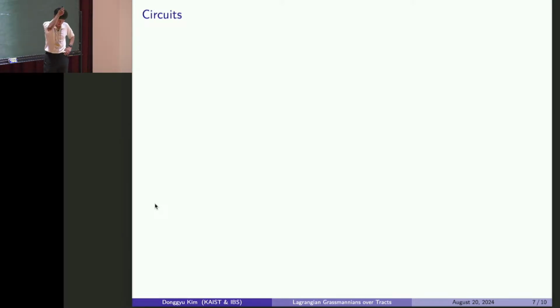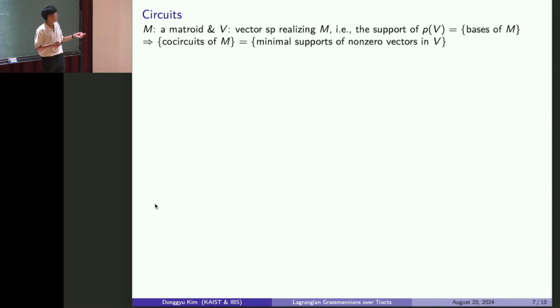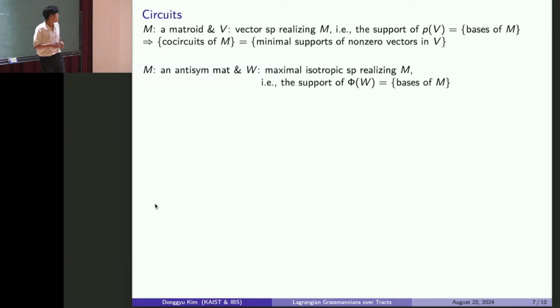So let me give you some more insight about the circuits of the antisymmetric matroid. If you have some linear matroid, what you know is that if you consider all minimal supports of the non-zero vectors of this V realizing our linear matroid, then this is a co-circuit of our matroid. And we already defined our representable antisymmetric matroid using the maximal isotropic space by our parametrization. So if you take some support of this, and this is a basis of the antisymmetric matroid M, then we can say that this is representable.